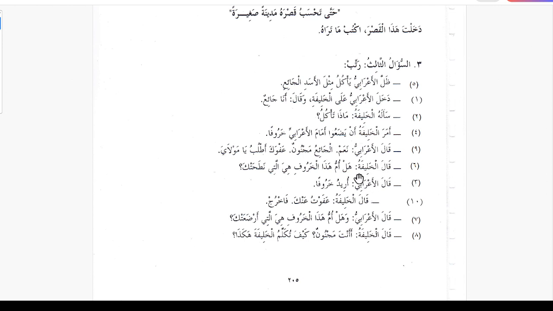Hal ummu hazal khurufi hiya allati natahatka. So he said to him, you are eating as if the mother of this lamb hit you from her head. So I mean you are eating as if her mother hit you from the head.